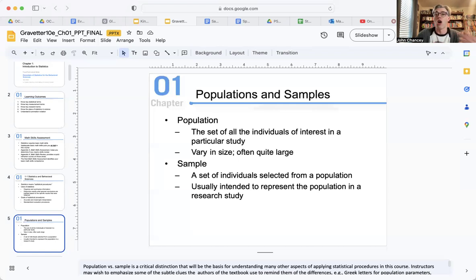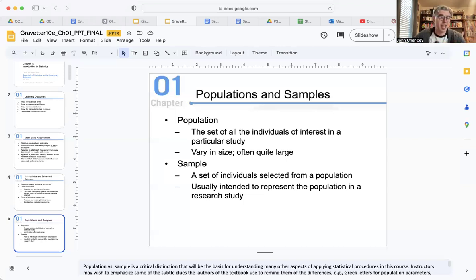So, it could be all students at OCCC, for example, would be considered a population. Now, the sample is a set of individuals that we select from that population. I say we, I say potential researcher in this case, that you will select from the population, hopefully intended to represent the population in your research study.